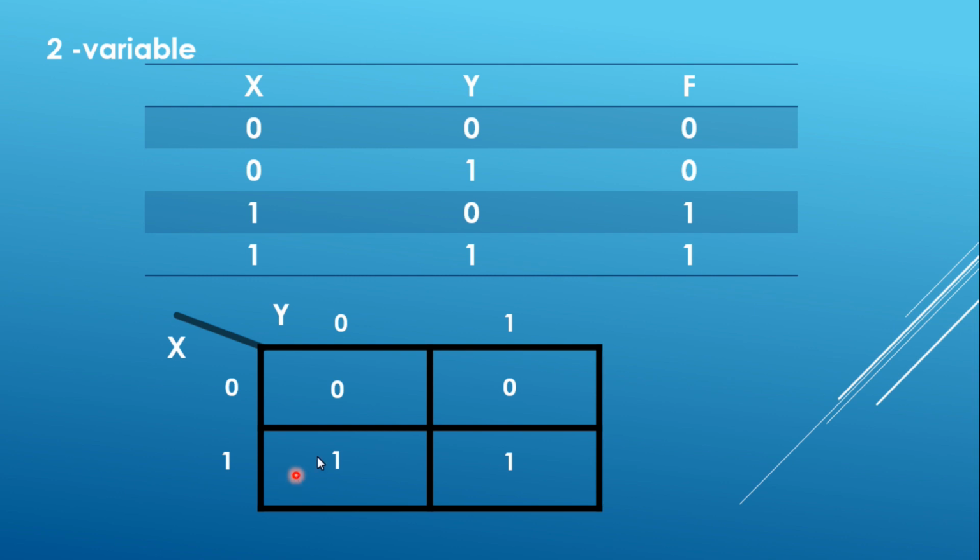So when is the function f true? It is true when x is 1 and y is 0, and second, it is true when x is 1 and y is 1. So when x is 1 and y is 0, here you will put a 1, and when x is 1 and y is 1, then also it is true, so here also you will put a 1. In the rest of the cases you are going to put 0.